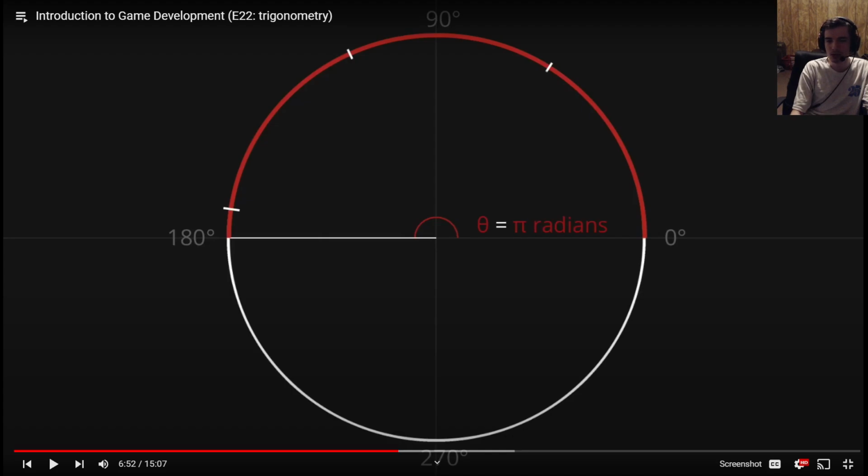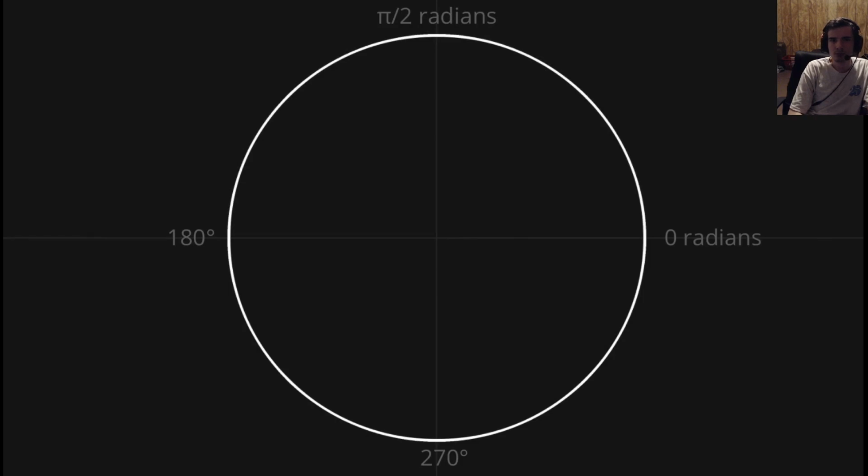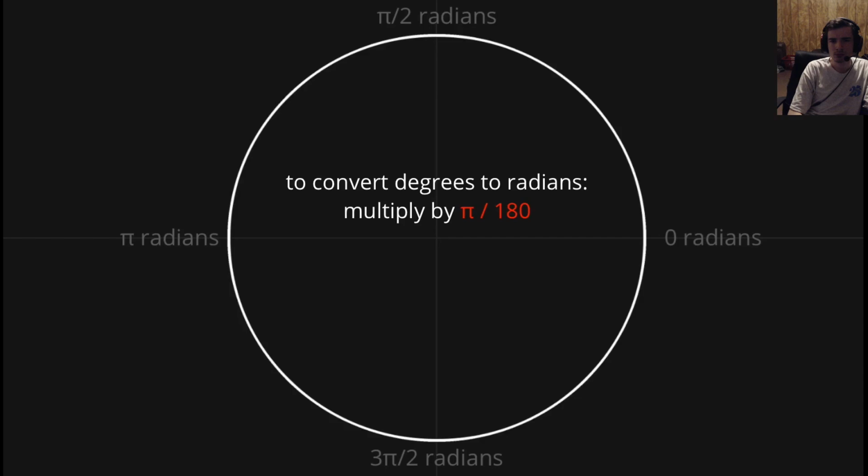So 0 degrees is simply 0 radians, 90 degrees is pi over 2 radians, 180 degrees is pi radians, 270 degrees is 1.5 pi radians, and once we reach 2 pi radians, we're back to 0. Knowing this, we can easily convert from degrees to radians by multiplying by pi over 180, and to go the other way around by multiplying by 180 over pi.